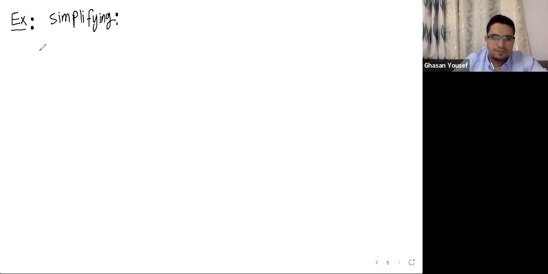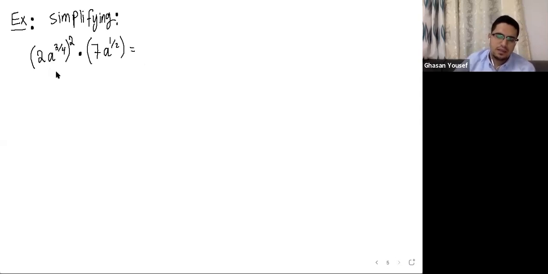So the question is (2a^(3/4))^2 times 7a^(1/2). Like I said before in the previous lecture, I have to distribute the 2 inside the parentheses. Then I have to combine the numbers together and the variables that have the same letter together. So first of all, we have to distribute the 2 inside the parentheses here.